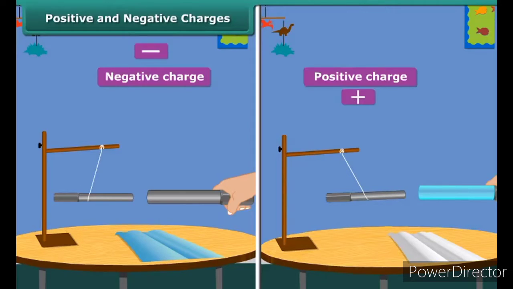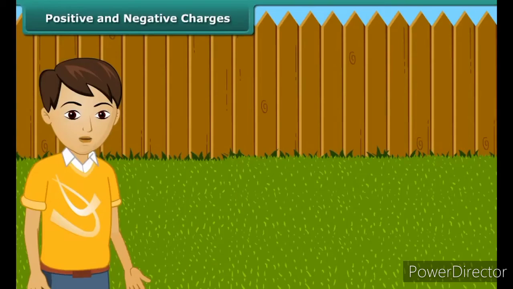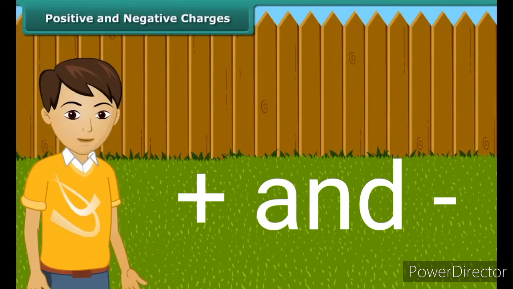So when the positive and the negative meet together, they do what? Attract. When the negative and negative meet together, they do what? Repel. Likewise, when the positive and positive meet together, they also do what? Repel each other. So like charges repel, unlike charges attract.